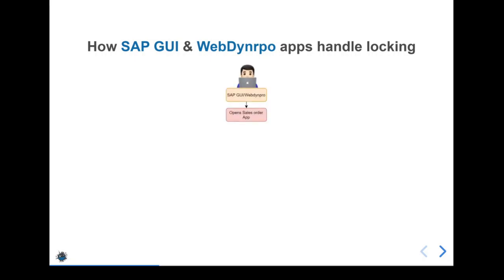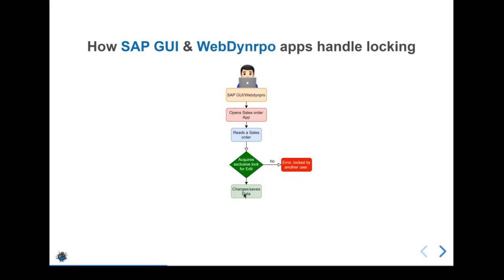So let's say the same person opened the GUI or WebDynpro application, and he opened the sales order app in the GUI. Now he is reading the sales order. Then to update the data, first he has to acquire the exclusive lock for edit. So he tries to acquire it. If it is successful, we go to the next step. In case it is locked by someone else, he will get an error that it has been locked by another person.